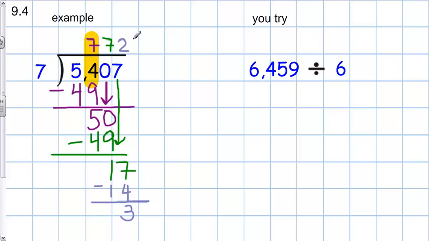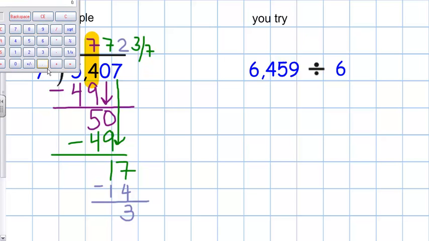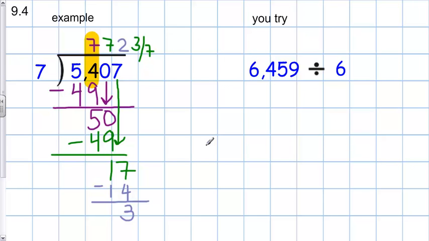So I'm going to make that into a fraction, and I'm going to have 3/7. My final answer is 772 3/7. Again, I can check that. I can type this into my calculator real fast, and I get 772.43, we'll say. And .43 is 3/7 as a fraction. So I'm good to go. All right, now you can hit pause and you're going to try 6,459 divided by 6 by yourself, and then we're going to check it.